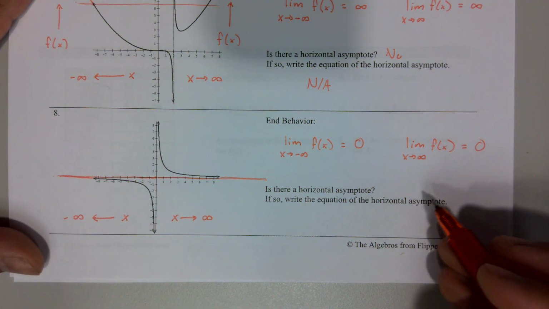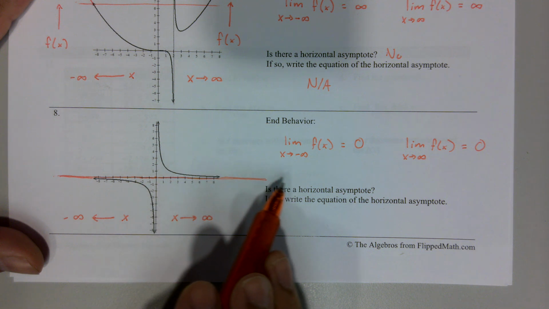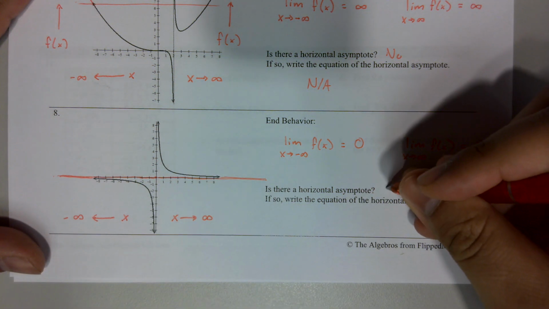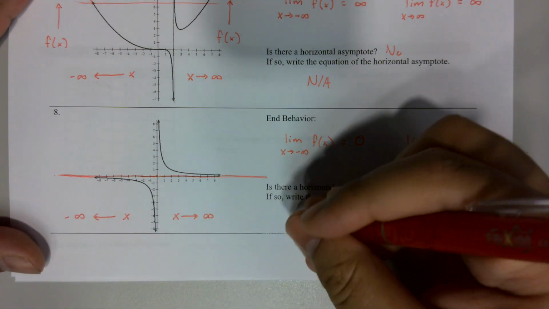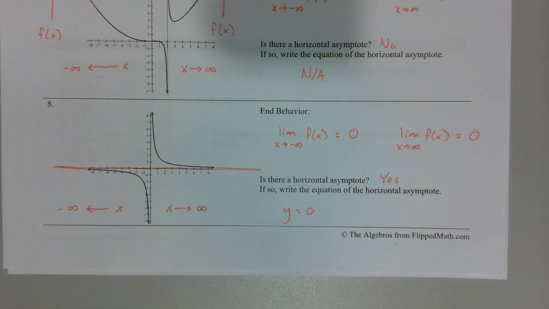And is there a horizontal asymptote? Well, we've kind of already drawn it. It is this flat line here, yes, at y equals 0. And so this is our end behavior and asymptote for number 8.